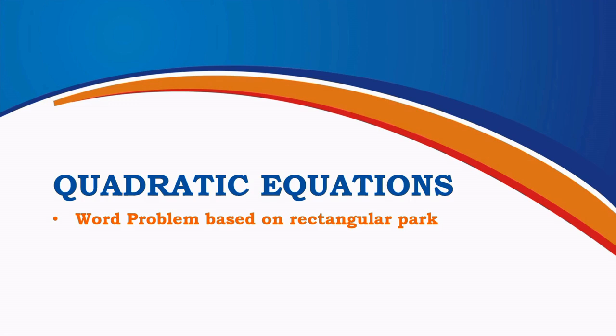Remember, area of a rectangle is equal to length multiplied by breadth. Also, perimeter of a rectangle is equal to 2 multiplied by the sum of its length and breadth. In many situations, the dimensions of the park are not given directly. Instead, a relationship between the length and breadth is provided. Using that information, we form an algebraic equation which often becomes a quadratic equation. We then solve the quadratic equation to find the required dimensions or area.